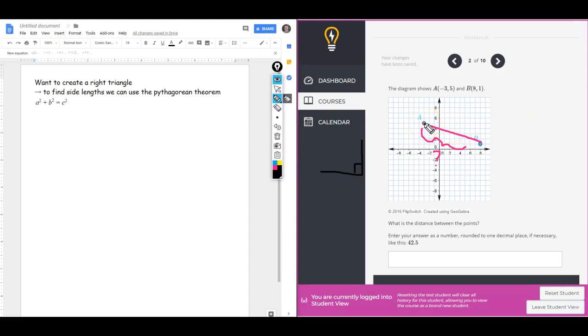So the easiest way to do that for me is starting at point A, going horizontally straight over above point B, and then going vertically straight down to point B. Again, notice this creates that 90 degrees, which is what we want. And so now we have our right triangle.